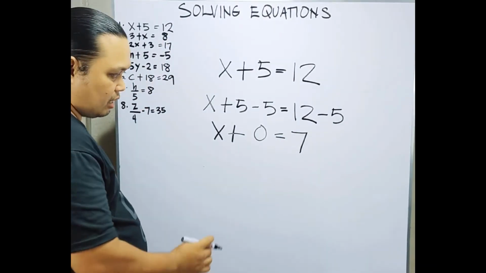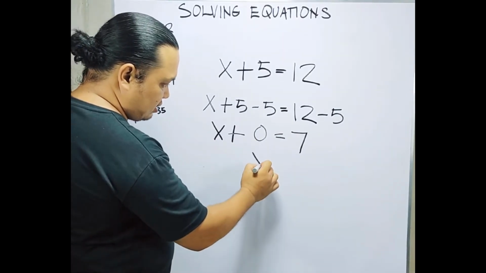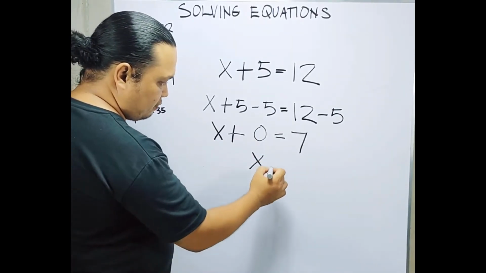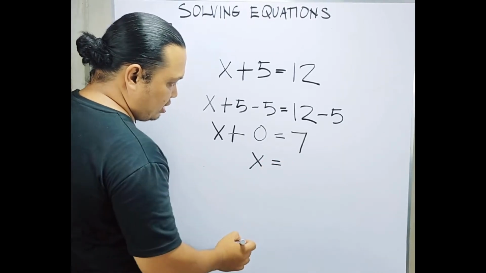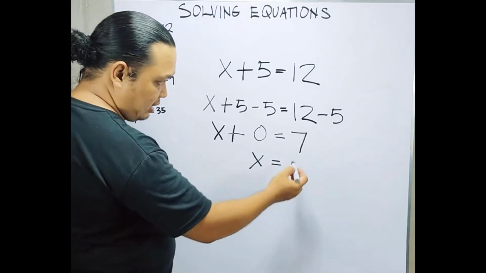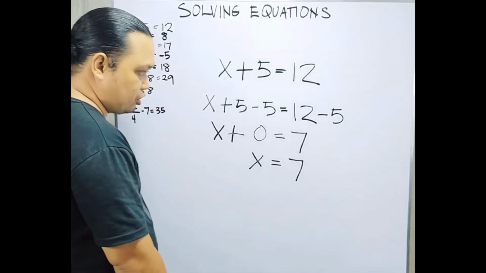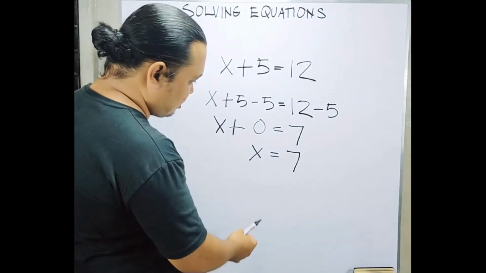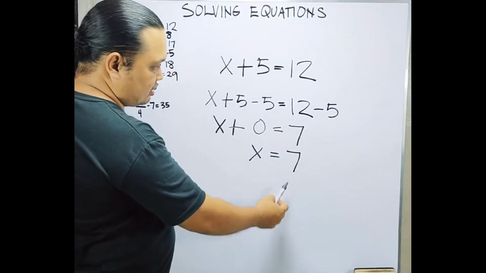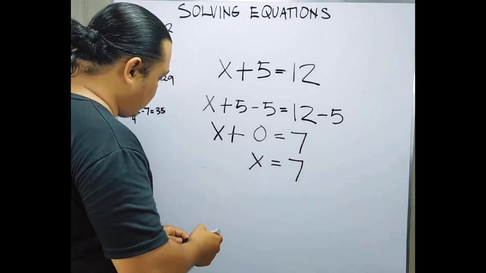Now x plus 0 is x, because 0 has no value, and we already got rid of 5, and copy 7. Therefore, our answer is 7. The x here is 7. Okay, so let's try example number 2.